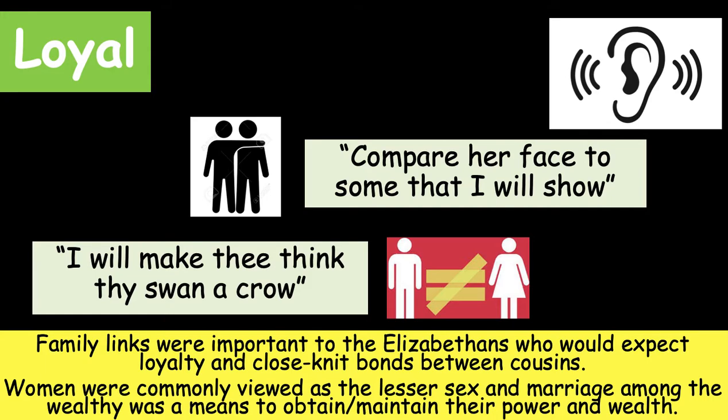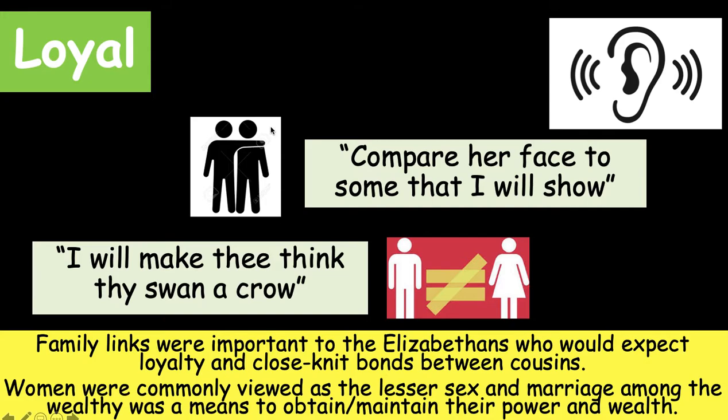Is this just a friend who is simply comforting someone else? You could, however, argue that this is very typical of a male perspective of that time in the Elizabethan times. So if we look at the context here, family links were important to the Elizabethans, who would expect loyalty and close-knit bonds between cousins. So we definitely see that close-knit bond.